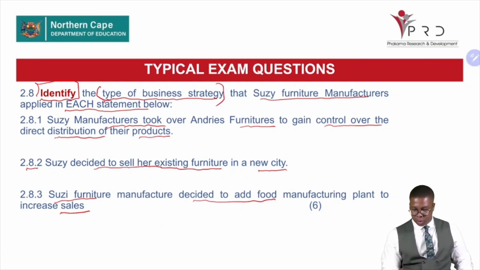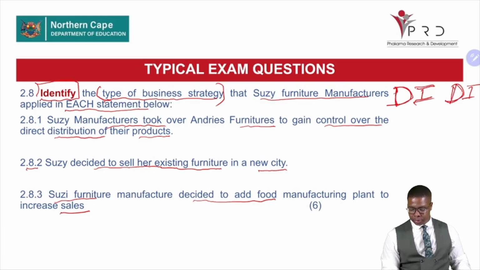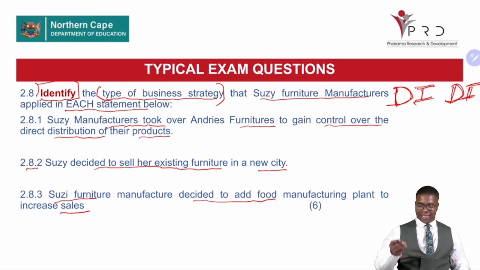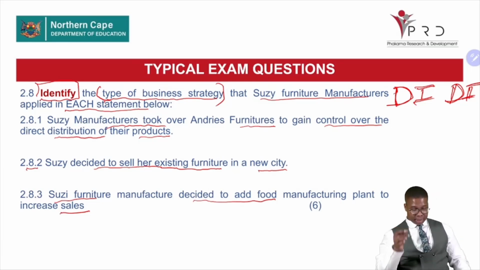How many strategies do we have? We have 4, and this is what I call them. I call them DD, so that you remember. This is the strategies we have. I call them DD. Why am I calling them DD? Because you should know that you have integration, and you have intensive, and then you have diversification and defensive.